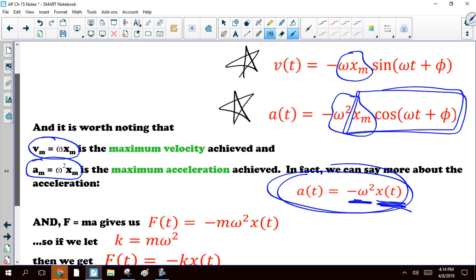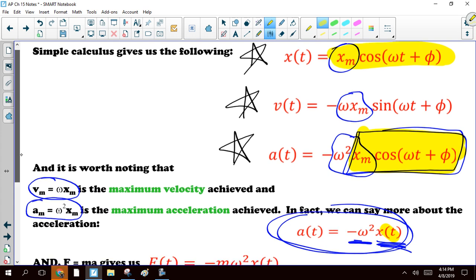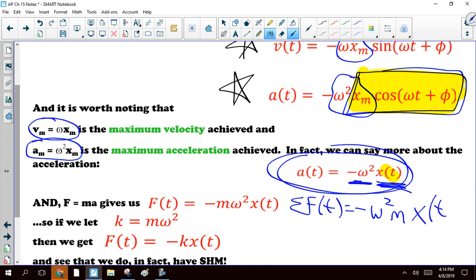Did I do that too quick? Let's scroll up. I will even highlight it. Look at this: xm cosine of omega t plus phi, that's x of t. Cool. And now if we multiply both sides by the mass, that gives us the net force. So net force at time t is negative omega squared m times x at time t.